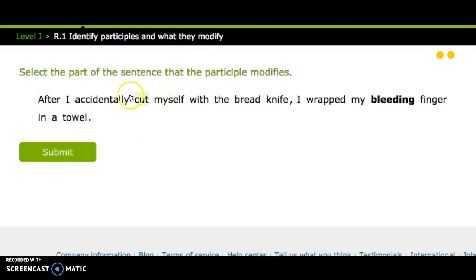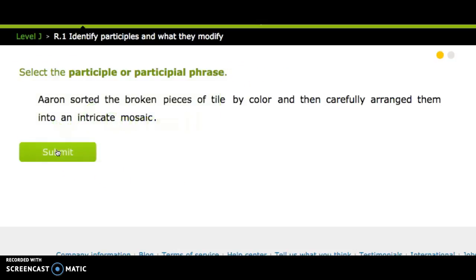Now we'll read the directions for the next one. It's a different question. Select the part of the sentence that the participle modifies. So here, now we're looking for the word that it's describing or modifying. And just as I said previously, bleeding is describing the finger or modifying the finger. So when you do your lesson, don't make the same mistake I made on that last one. Read the directions so that you get it correct. Okay, let's try another one.